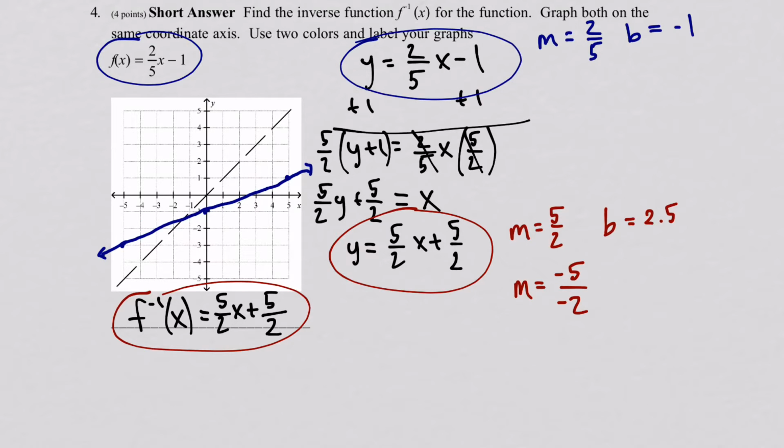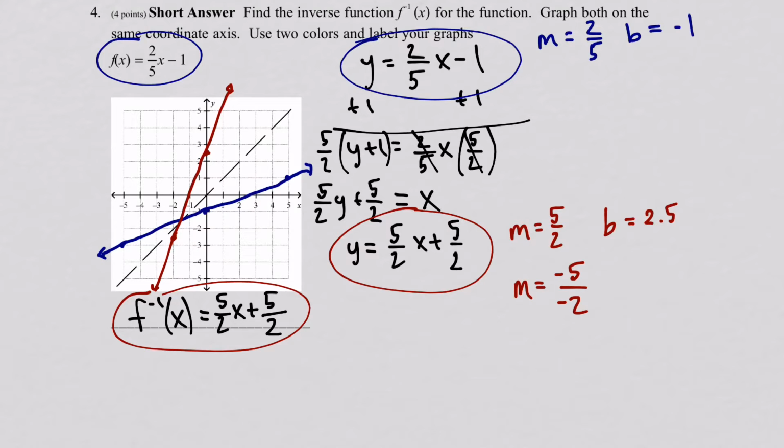So let's start that again. Start at 2.5 right here. And then you're going to go down 5, 1, 2, 3, 4, 5, and left 2, 1, 2. Right here is where I should end up. So I'm going to put a point right there. Connect the 2 dots. And that seems right. Okay.